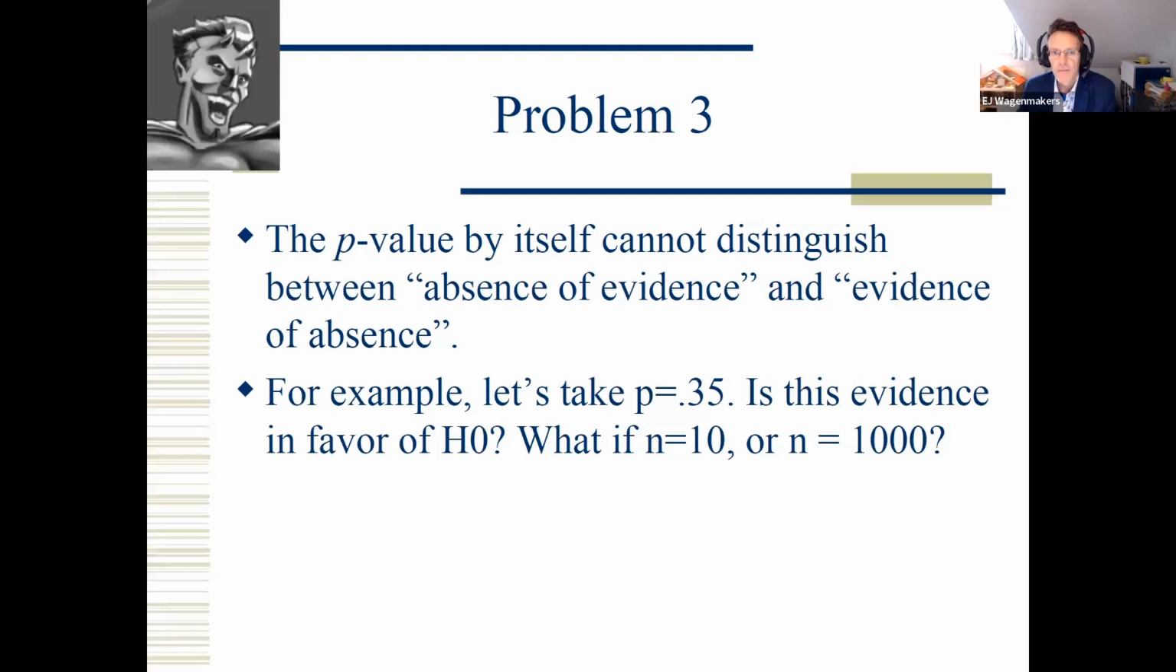The third problem, and this is a well-known problem, is that a p-value alone cannot distinguish between absence of evidence and evidence of absence. So let's say we find a p-value of 0.35. Is this actual evidence in favor of the null? Well, it's difficult to say, right? Because the experiment could be underpowered, or the effect may really truly not be there. And intuitively, you may think that this depends on sample size. If you find a p-value of 0.35 with only 10 observations, it may not mean much. But if you find it with 1,000 observations, it may actually be some evidence in favor of the null hypothesis.